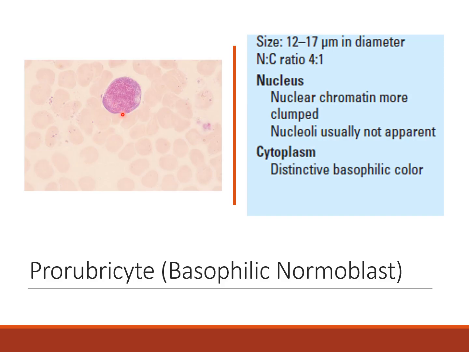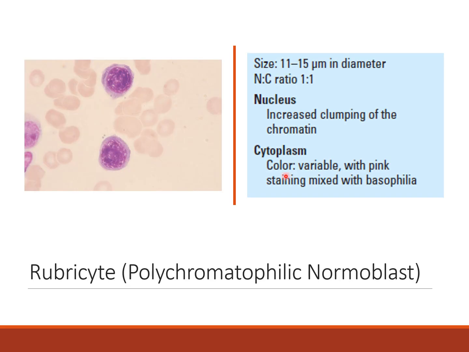And then we've got a distinctive basophilic color as well. And you can see it's a little bit more basophilic than the blast was, if that makes sense. So if you compare the picture prior to this one, you can see the difference in the cytoplasm. All right, and even more clumping now. So do you see what I mean about the clumping? It's more condensed.